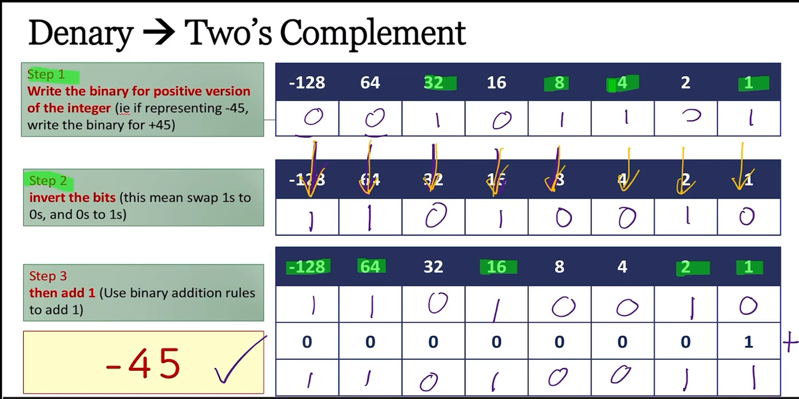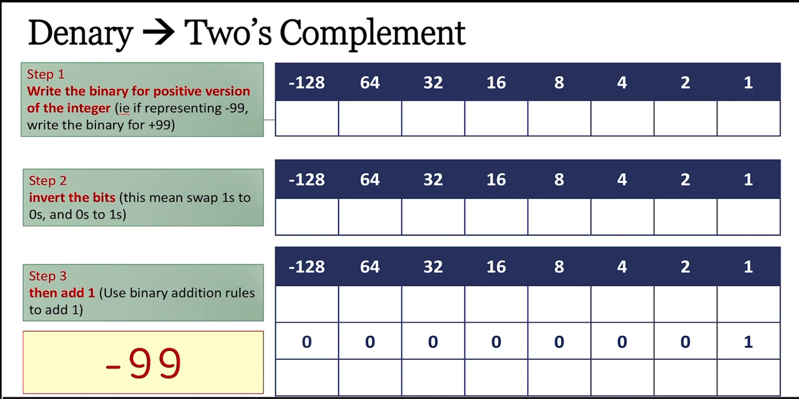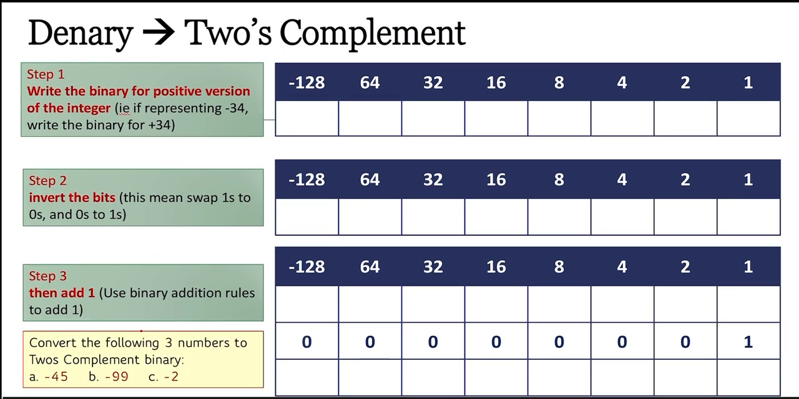Right, so I'll make this slideshow available to your group so you can have a go at converting these 3 numbers: negative 45, negative 99, and negative 2. It takes a bit of practice, but once you get used to it, the maths is really easy, and there's only 3 steps, and they're really easy to remember as well. Any questions, please ask.